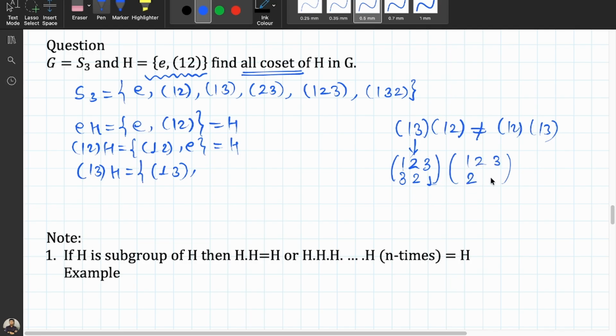Okay, 1 goes to 2, 2 goes to 1, 3 goes to 3. How will you multiply that? I explained in the permutation group. Just write 1 2 3. 3 goes to 3 here.